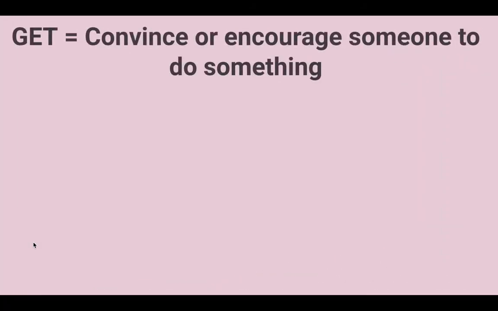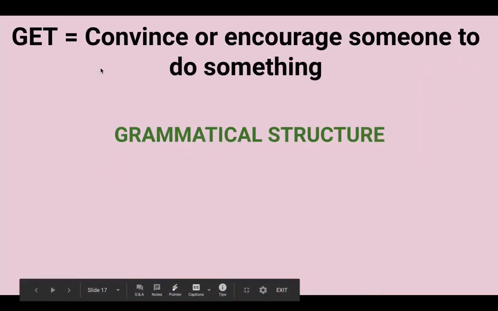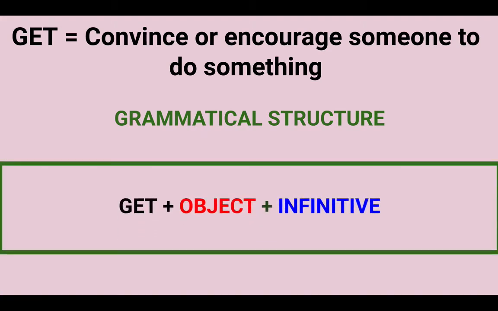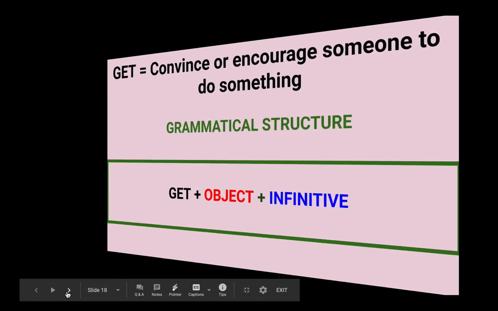So we're going to look at get first. That's to convince or encourage someone to do something. So you don't do it yourself, but you get someone else to do it. And the form, as we saw, is the causative verb get plus the object plus the infinitive form of the verb.